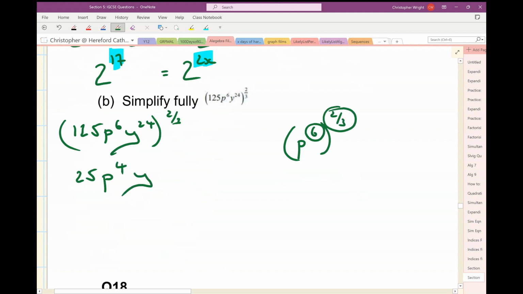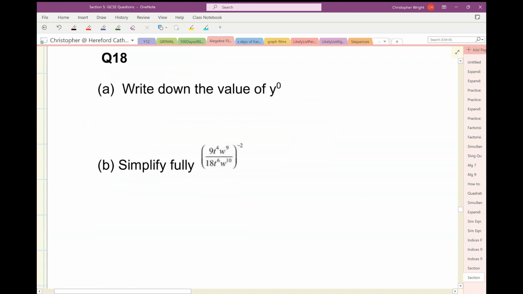And in the same way, y to the power of 24 to the power of 2/3 will be y to the power of 16. Question 18. Write down the value of y to the 0, 1. Simplify this fully. Let's have a look.